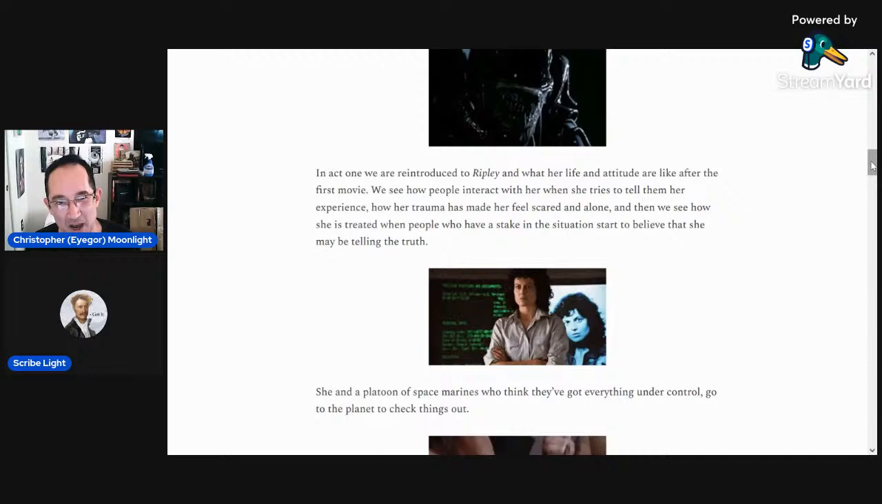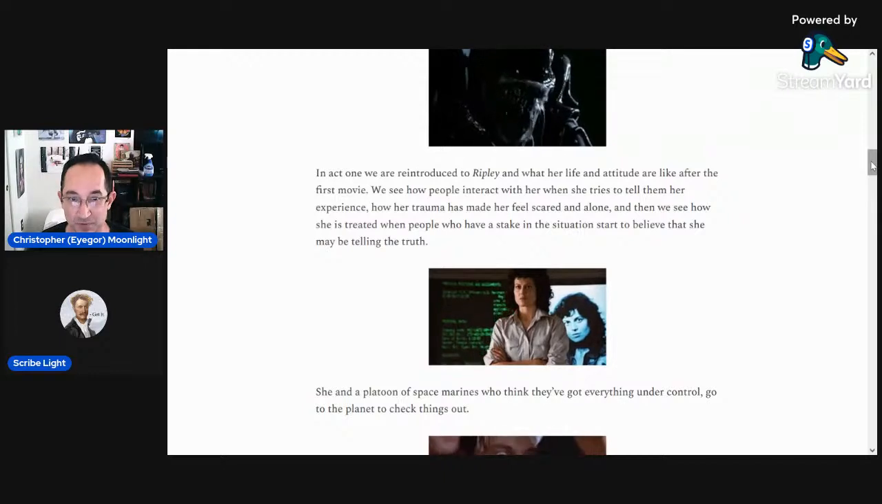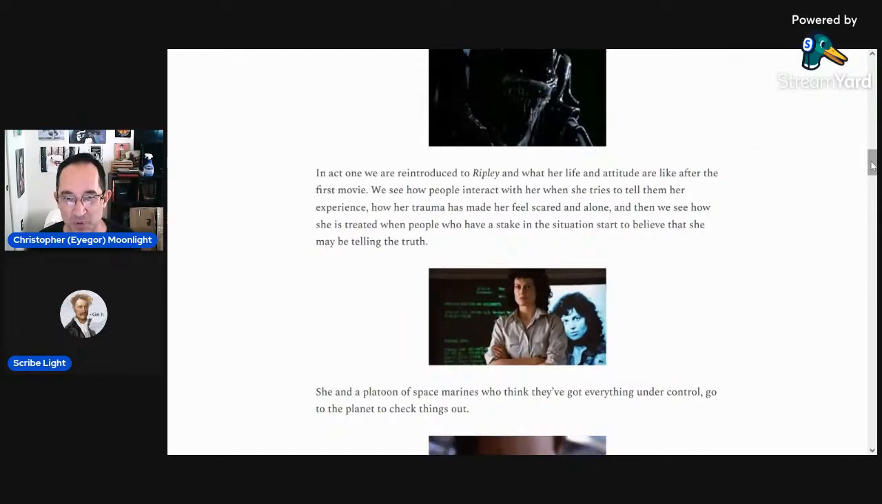Anyway, so in Act 1, we are reintroduced to Ripley and what her life and attitude are like after the first movie. We see how people interact with her when she tries to tell them her experience, how her trauma.